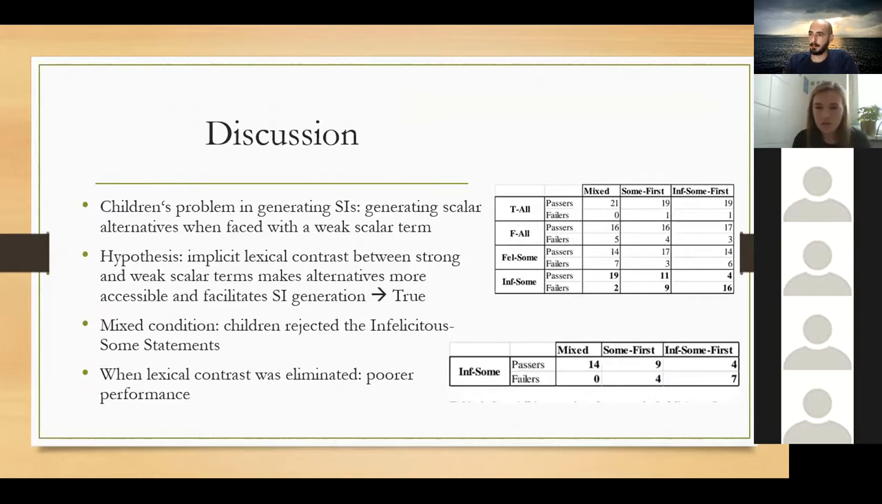And we can also see that when the lexical contrast was eliminated, so in the sum first and in the infelicitous sum first condition, the children's performance also fell. So the rejection of the infelicitous sum statements wasn't as good as in the mixed condition.